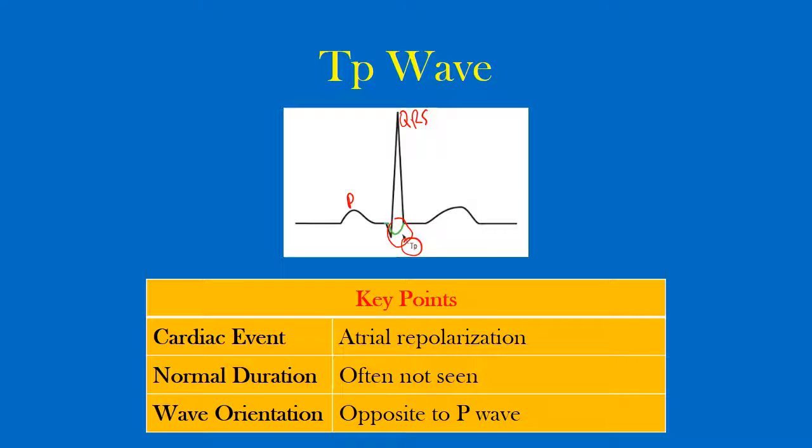Here's our QRS complex, and it usually obscures or buries this, so usually you won't really see it. Sometimes you can see it if the QRS complex is absent. For instance, you may see a TP wave in AV dissociation, non-conducted beats, or as PR depression or ST depression in very fast sinus tachycardias.